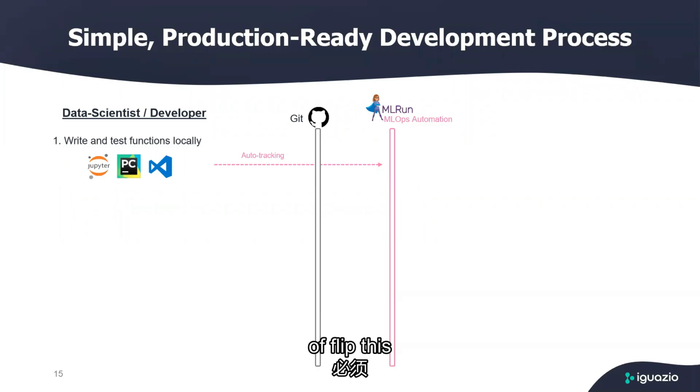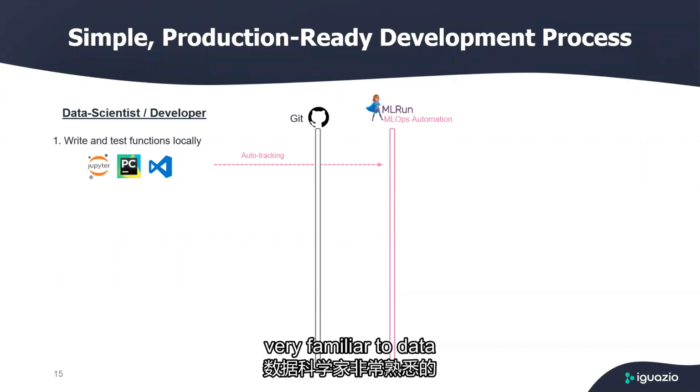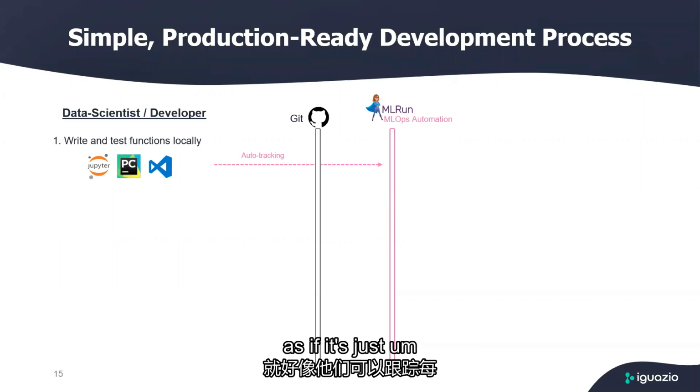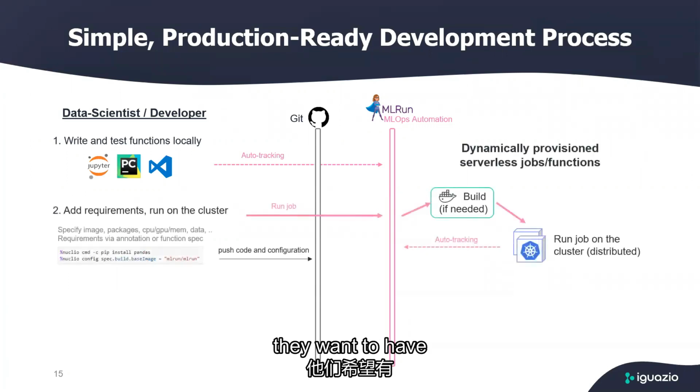So we have to sort of flip this around and provide something which is very intuitive, very familiar to data scientists. So one of the things that we have here is an SDK that they can use inside their IDE, Jupyter, PyCharm, VS Code, etc. And then they run everything within their native environment, they can track every experiment, they can track every run, etc. At a certain point, they want to have a bigger amount of resources run on real data that's part of a cluster.